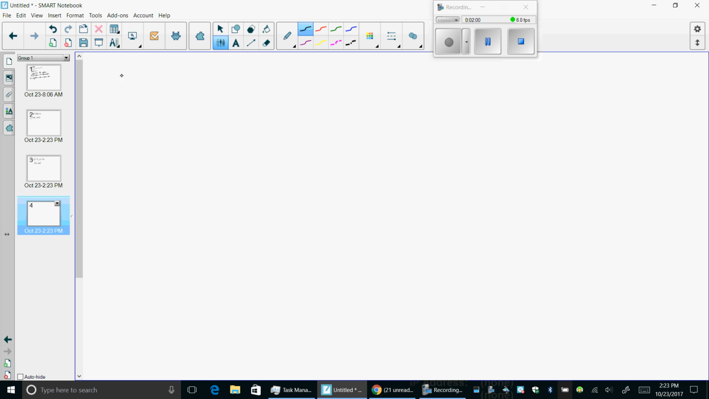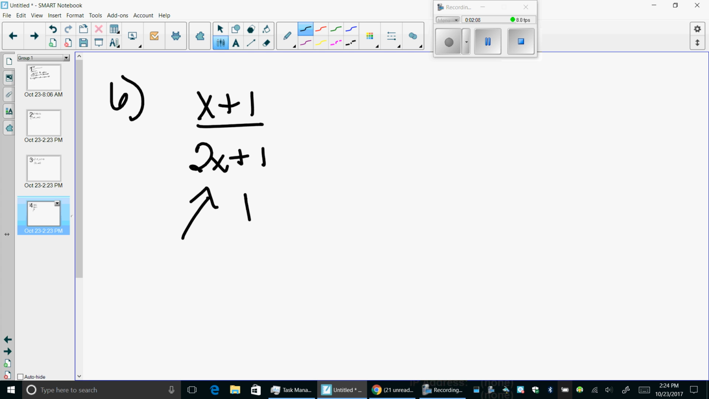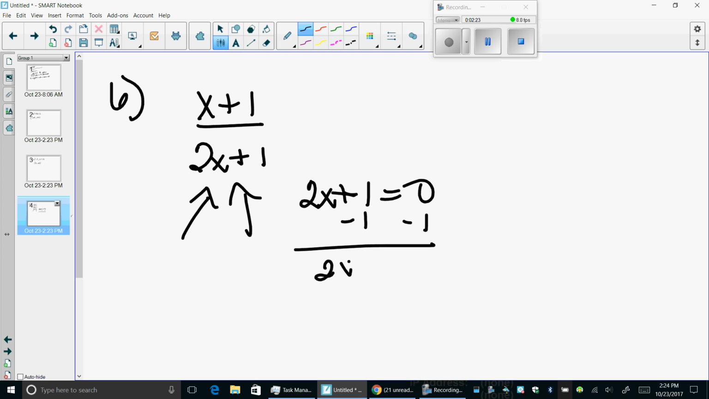All right, number 6. X plus 1 over 2x plus 1. Okay, this has a denominator. This denominator cannot be equal to 0. So what I'm going to do is figure out what value of x would make it equal to 0, and then say x can't be that. So subtract 1 from both sides. I get 2x equals negative 1, divide by 2. So negative 1/2, x can't be negative 1/2.